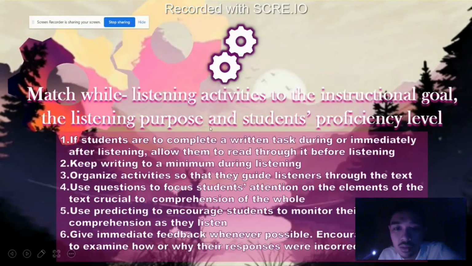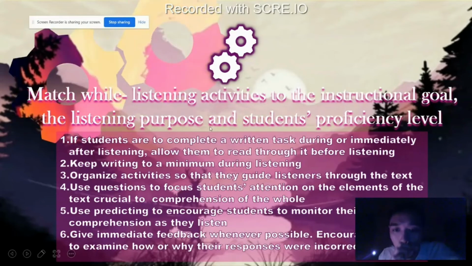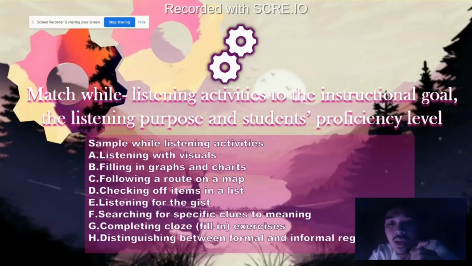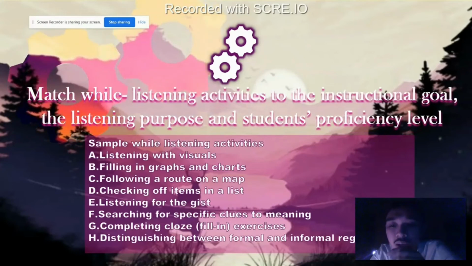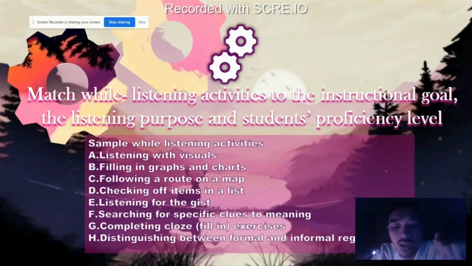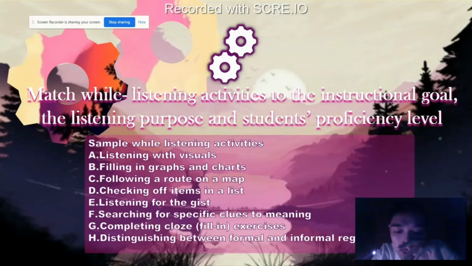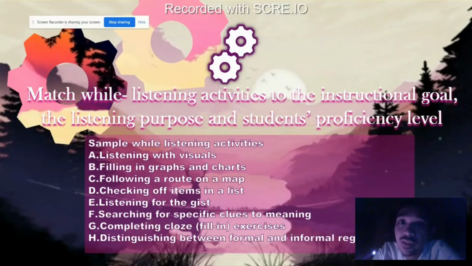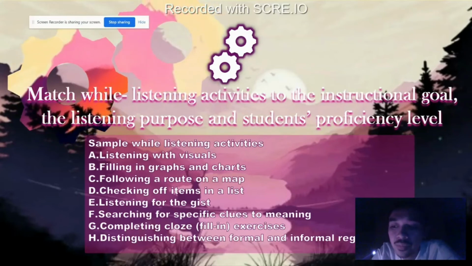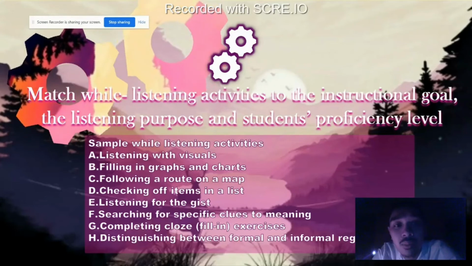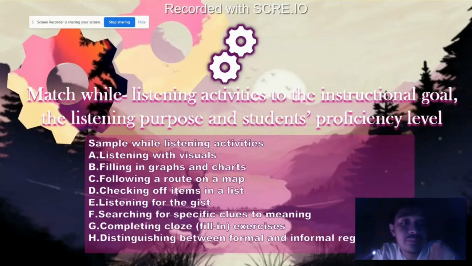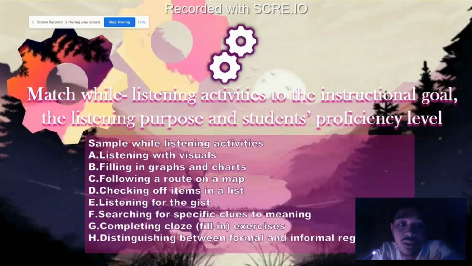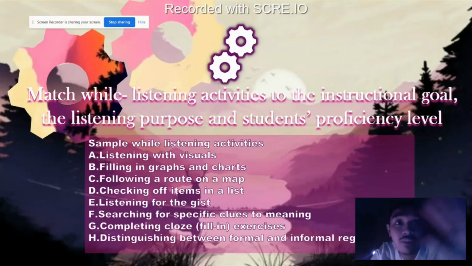Next, with the PowerPoint. And next, sample while-listening activities. We have multiple activities here. Letter A is listening with visuals. It goes back to the visual learners. It helps having listening to something while looking at something, because some students are just built different and they learn differently than others, and they can learn better if they have something to look at.